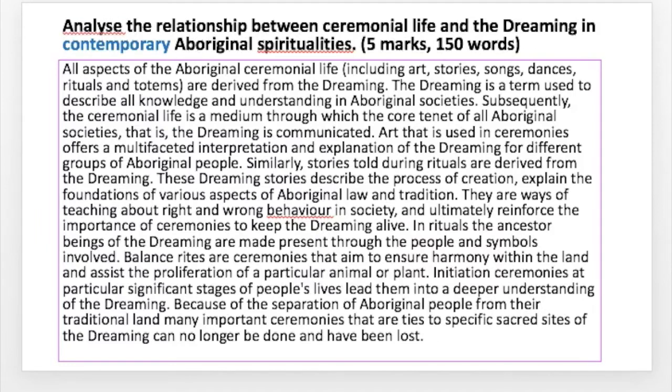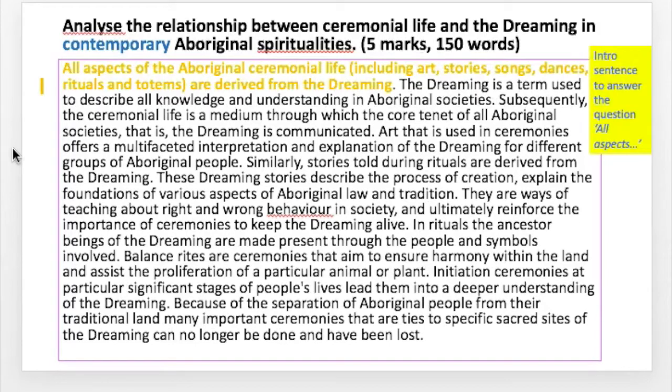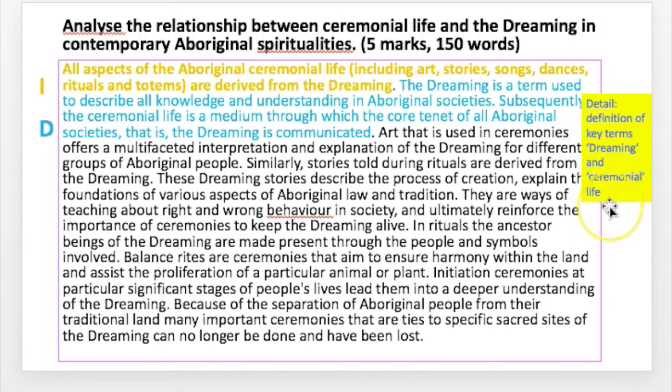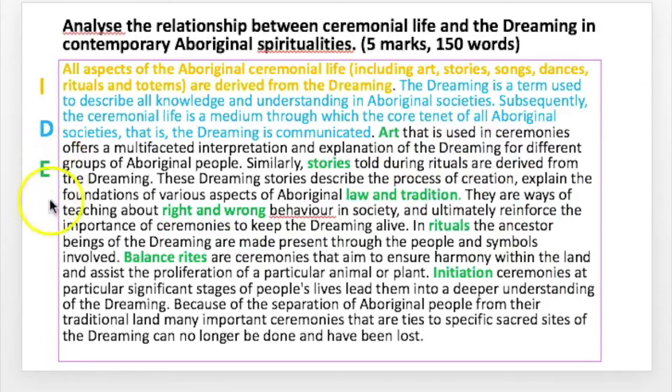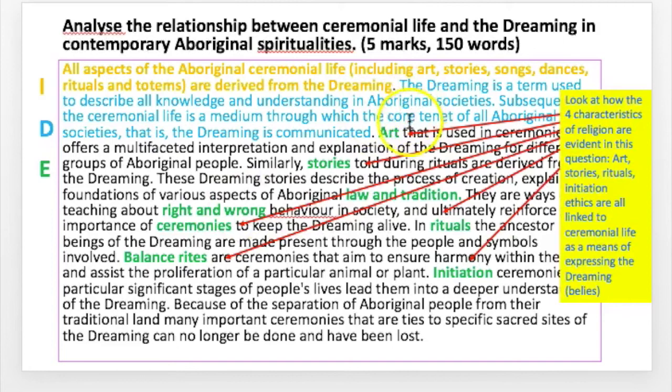This is a sample answer. I've just broken it up into the ideal structure. So we have our intro sentence to address the question, and we can see right up all aspects of Aboriginal ceremonial life are derived from the dreaming. Key terms of dreaming and ceremonial life in our detail sentence. So here we next have our examples, which are shown in green, and you can see how these examples link to the other 3 characteristics of religion.